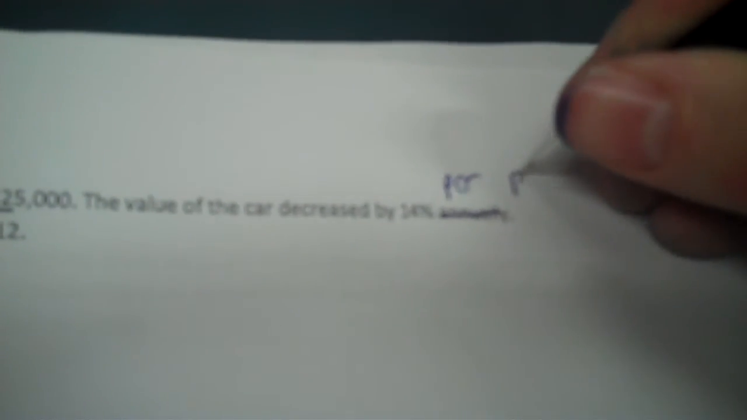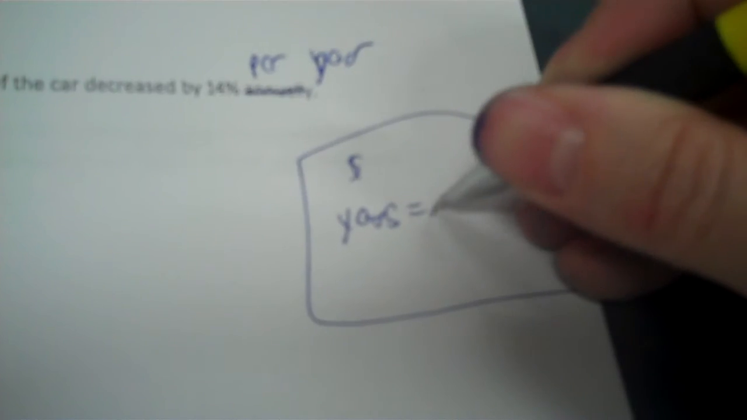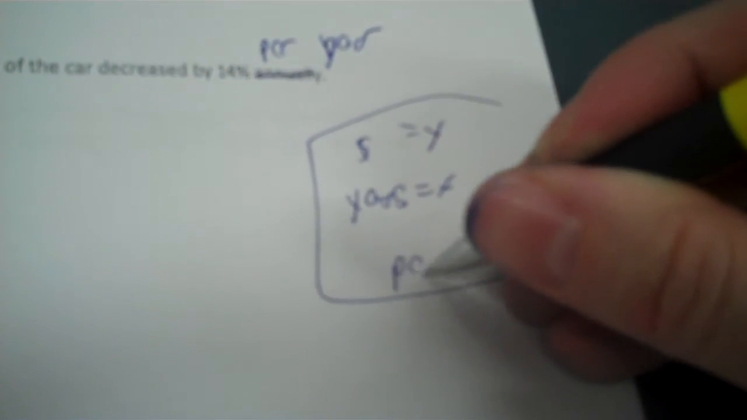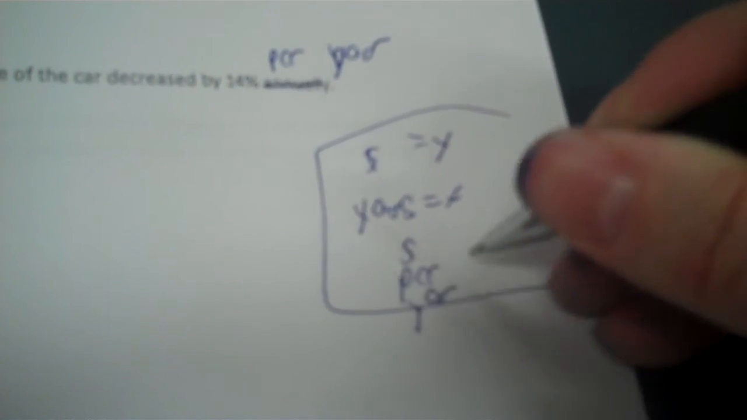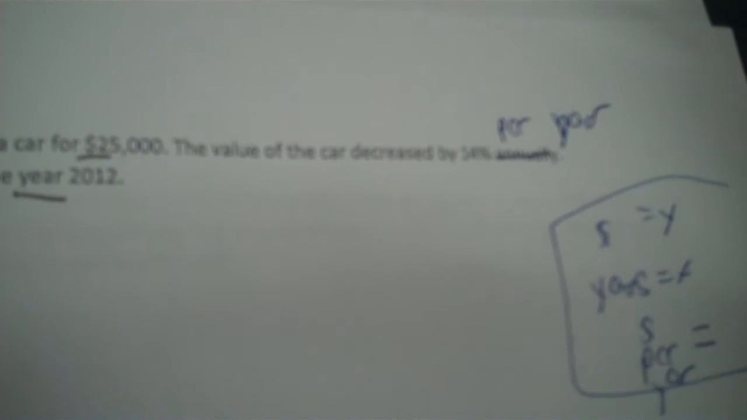Okay, I'll do two more. In the year 2004, a person purchased a car for $25,000. The value of the car decreased by 14% annually. That means per year. Annually means per year. Calculate the car's value in the year 2012. So you've got dollars and years. But it's 14% per year, not $14.